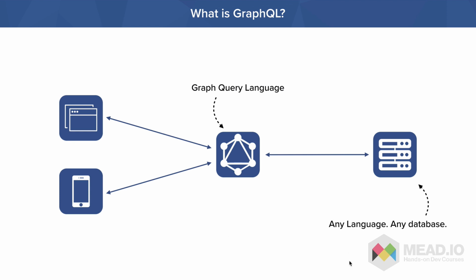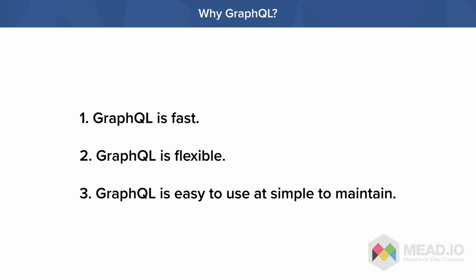which means that we can use any backend language we want with any database we want, and we can use any client we want. Maybe we have a web and mobile app. Maybe we also need to communicate with this GraphQL API from another server. That's perfectly fine as well. GraphQL is super flexible, and we're going to see this throughout the course. So next up, I want to quickly go over why GraphQL is something that you should consider using.